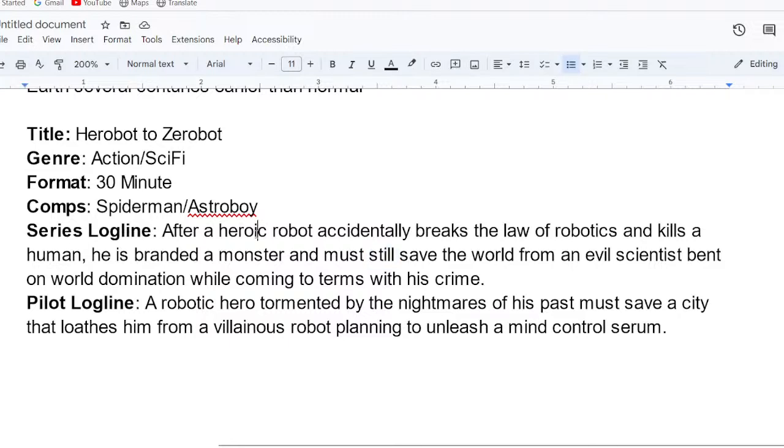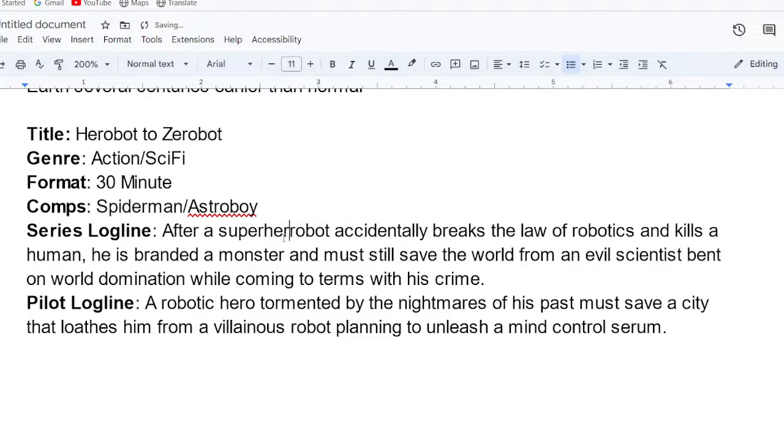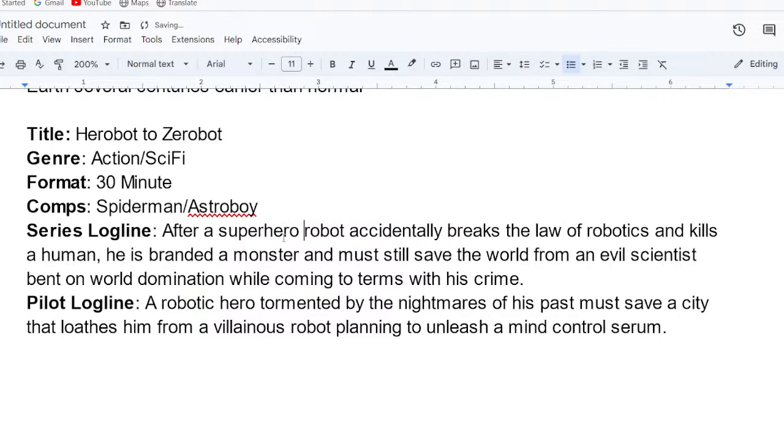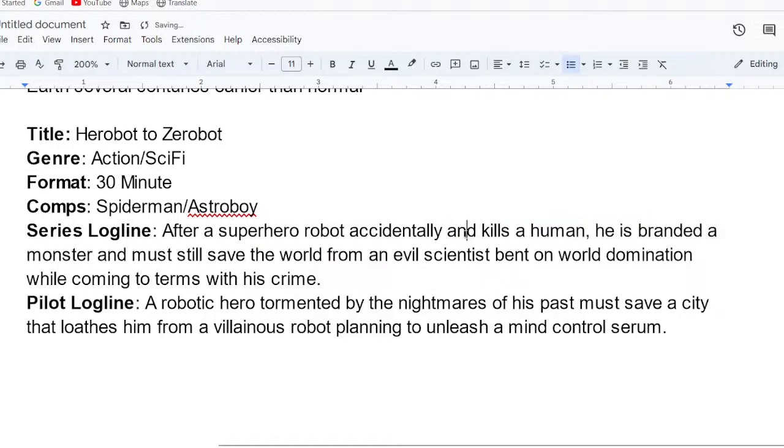Okay, so was he a superhero before? Yes. Okay, so when you say a heroic robot, you mean a superhero robot. Yes, not just a description of his personality. That's his role. Okay. So I would just say something like: when a superhero robot accidentally kills a human. I think breaking the laws of robotics is not as relevant, and that's just a much more to the point way of saying this. This is against every law. No one's supposed to kill a human, right?